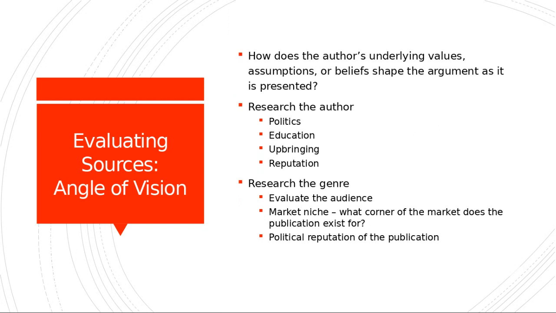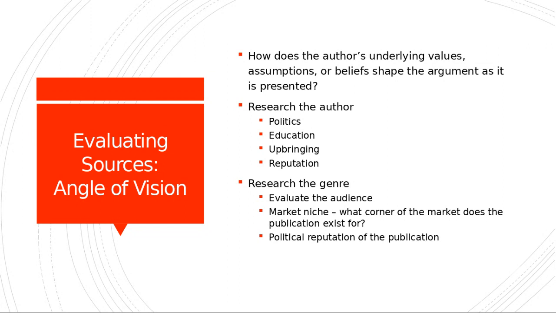We have angle of vision. How do the author's underlying values, assumptions, or beliefs shape the argument as it is presented? How's it going to influence the way you're looking at it or the way they're looking at it? So you want to research the author. Look for their politics. Look for their education. Look for what kind of upbringing they had. Look for the reputation that they have as a writer or as a professional in the field.